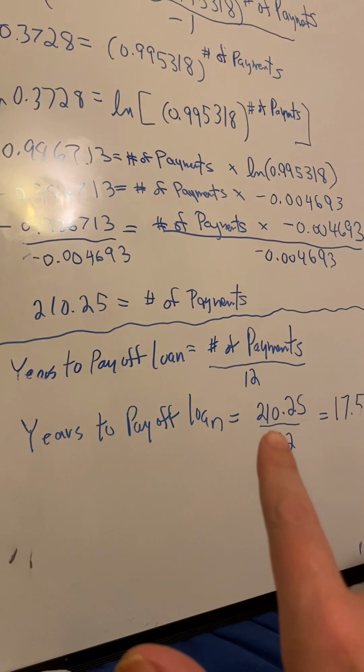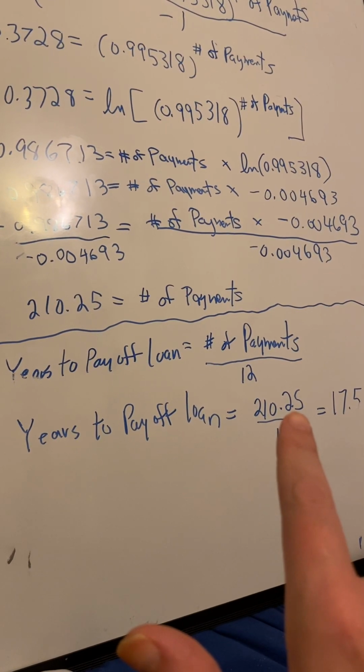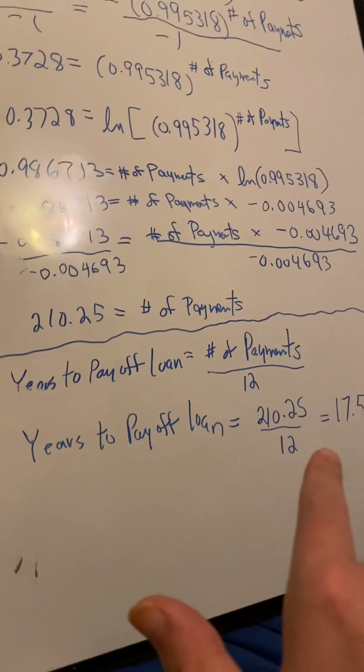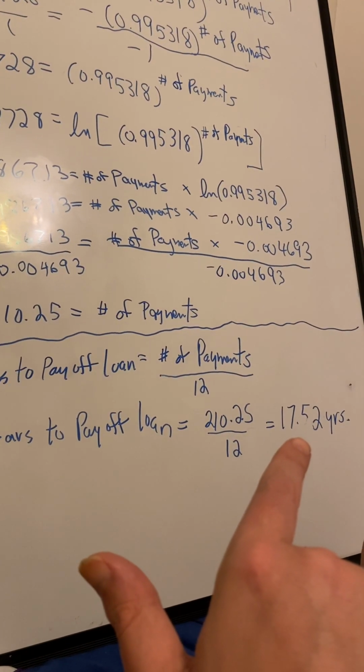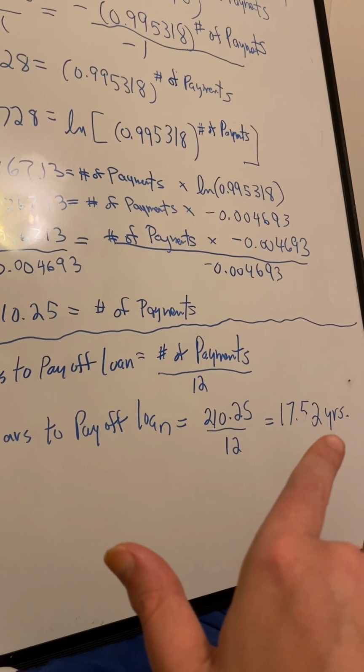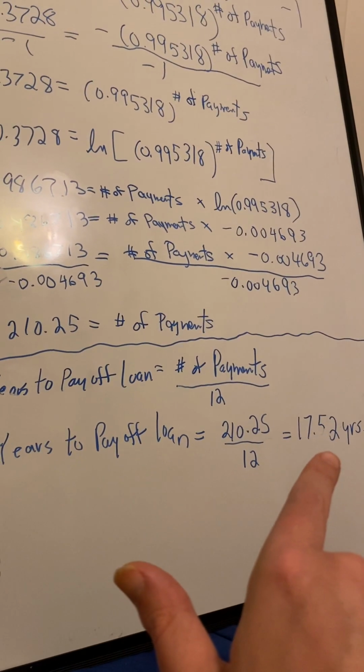So we divide 210.25 divided by 12, and we get 17.52 years, which is about 17 and a half years.